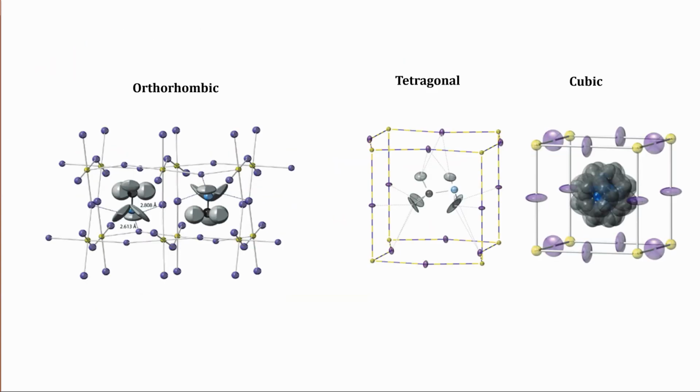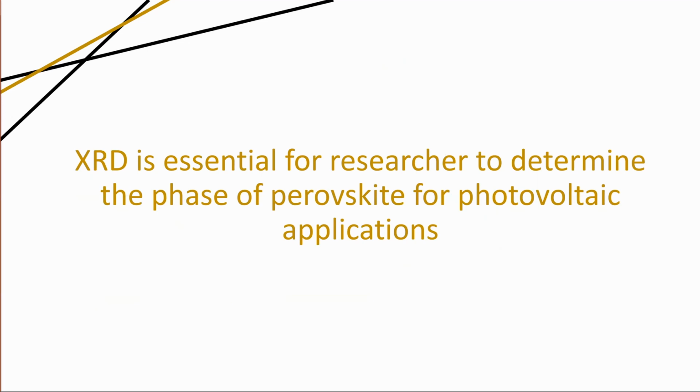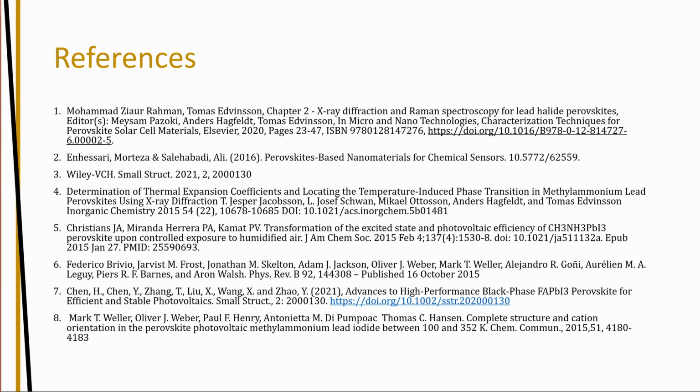The cubic structure was found at 352 degrees Kelvin, and in the cubic structure, all lead iodide lead angles become 180 degrees, giving it its cubic structure. So the transition from orthorhombic to tetragonal to cubic creates these three distinct structures. So overall, X-ray diffraction is essential for researchers to determine the phases of perovskites in photovoltaic applications. Thank you for listening.